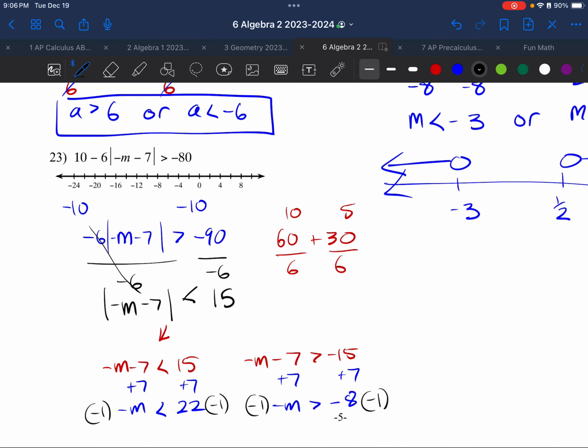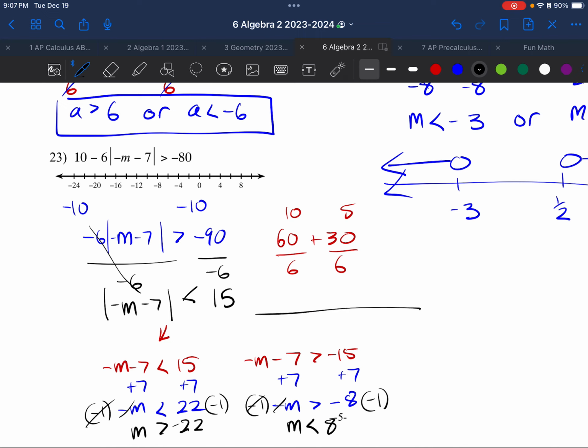It doesn't really matter. Negatives will cancel out, and m is going to be, okay, look, we multiplied or divided by a negative, so the sign yet again switches to a greater than, and I have a negative 22. This one's going to be an m, switch the sign from a greater than to a less than. Negative 8 times negative 1 is a positive 8.